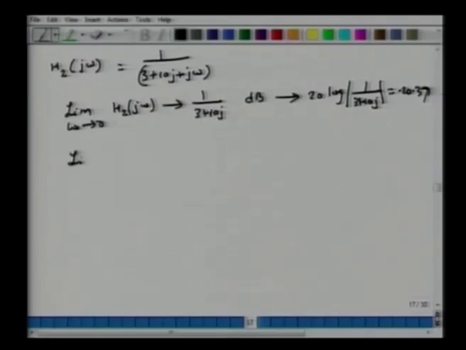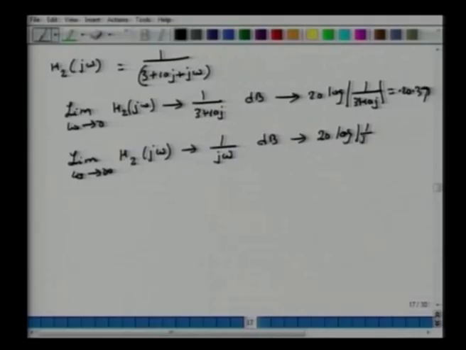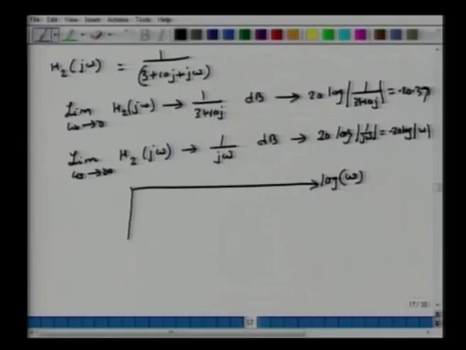And then similarly, the limit as omega goes to infinity, which will give us the high frequency response, H2 j omega will go to 1 over j omega. So my decibels will be basically 20 log 1 over j omega, which is minus 20 log omega. So my Bode plot, my horizontal axis is log omega, vertical axis is in decibels.